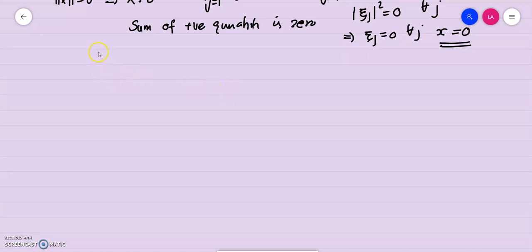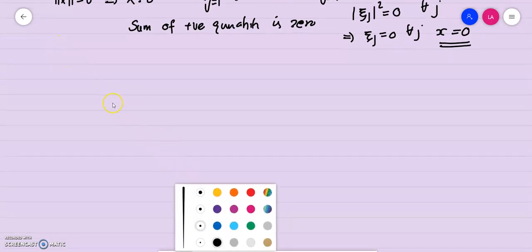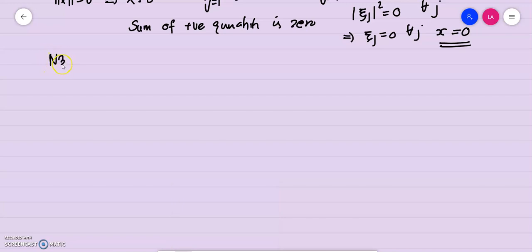So in the previous videos, we have proved two different properties of the norm in the case of Rn. Now we move on to the third property, which is N3. The third property is: norm of alpha x should be equal to modulus of alpha into norm x. This is what we have to prove.